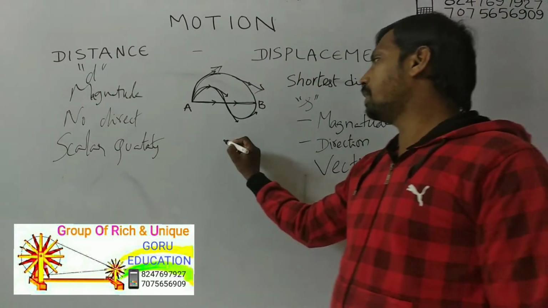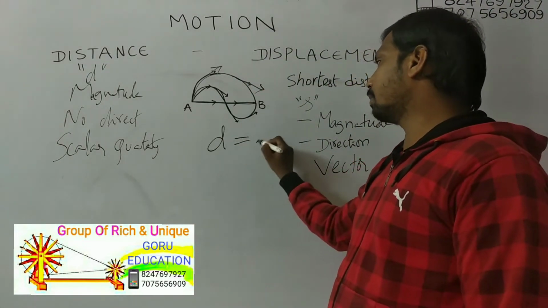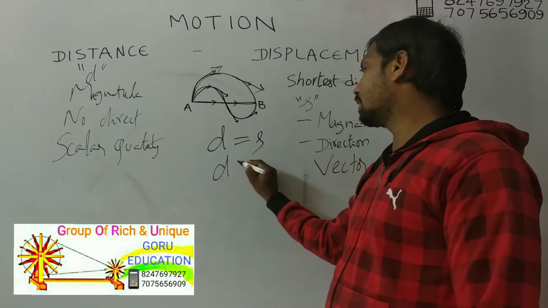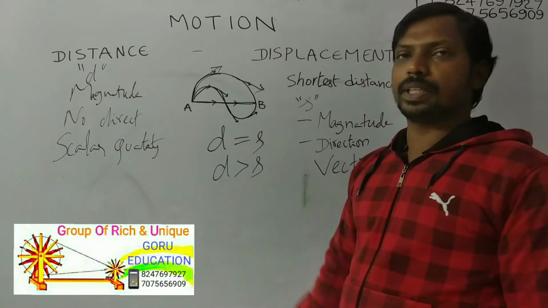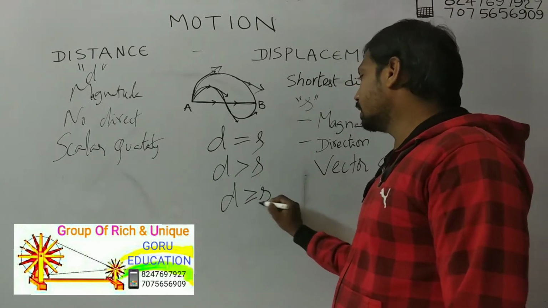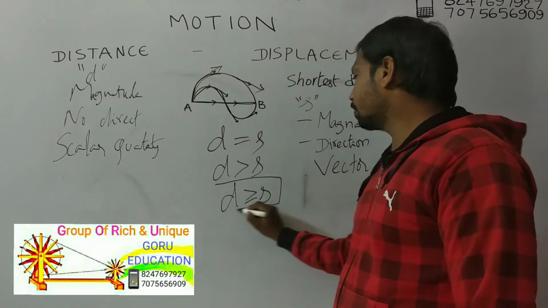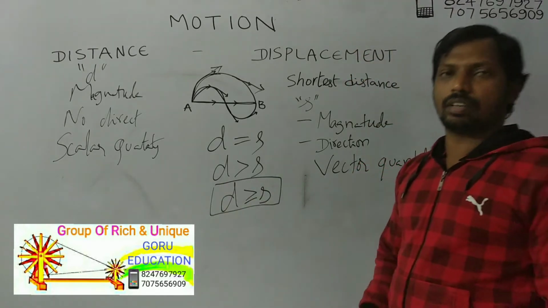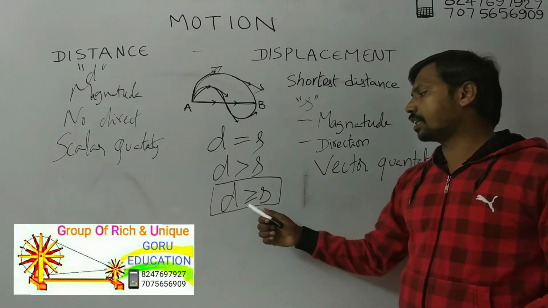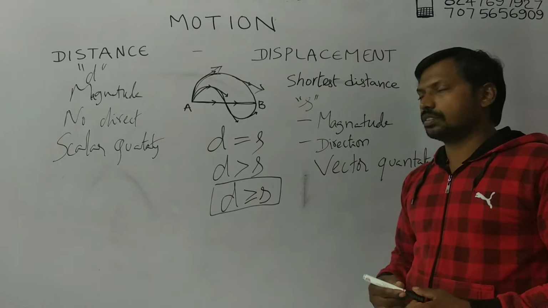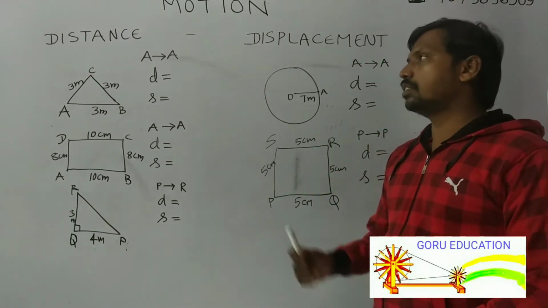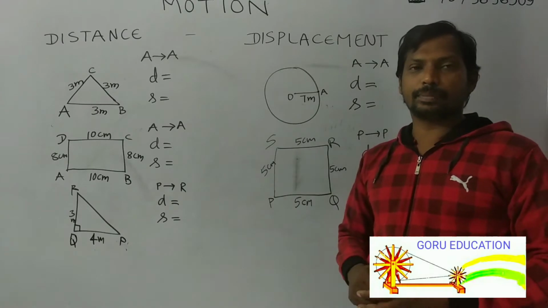Here, the possible conditions: first, distance equal to displacement. And another one, distance is greater than displacement. Therefore, d is greater than or equal to s. This is the relation between the distance and the displacement. So already explained the difference between distance and displacement.